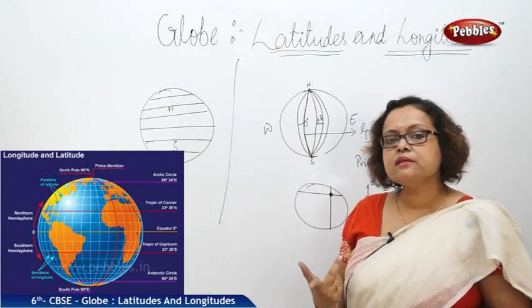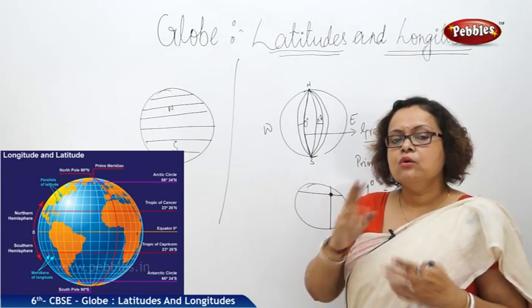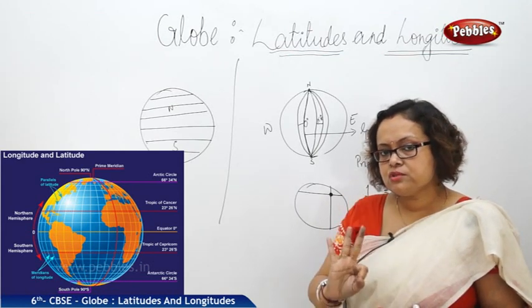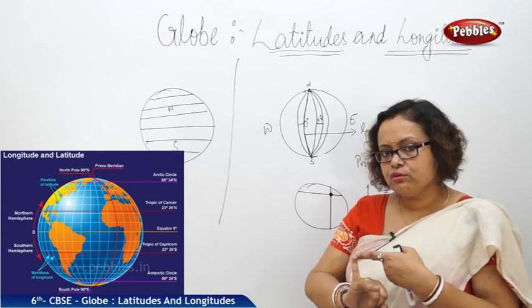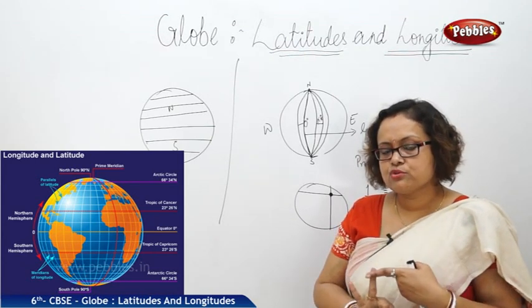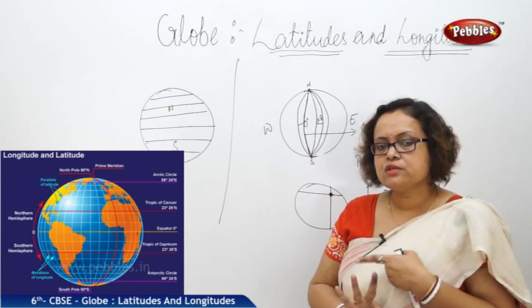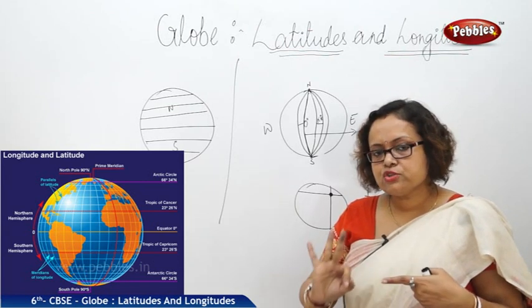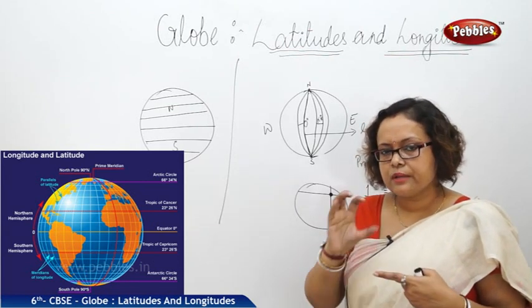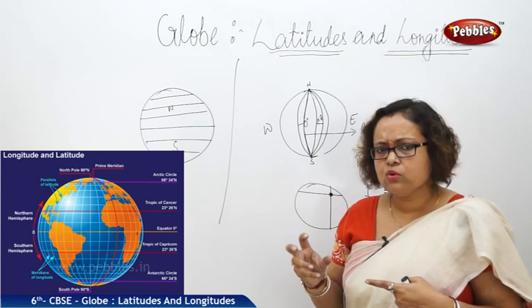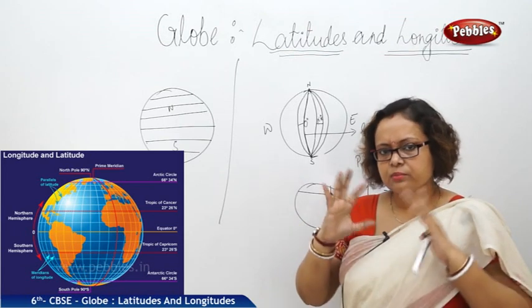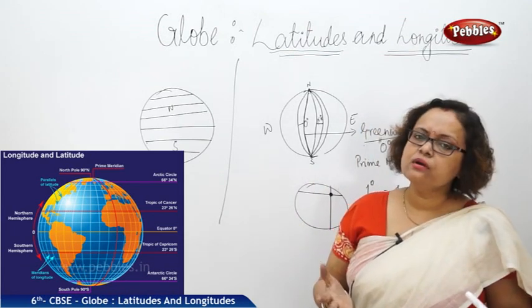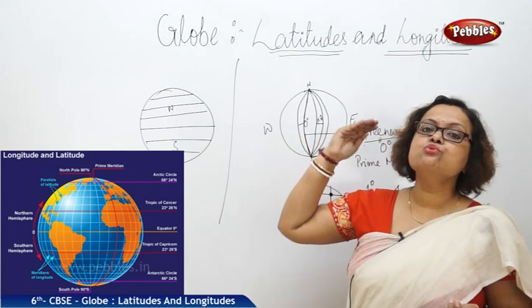How many heat zones are there? We have learnt about them. We know that there are 3 heat zones. The heat zones are the torrid zone, the temperate zone, and the frigid zone. In the torrid zone the temperature is very hot and humid. The temperate zone is in the middle, not so hot, not so cold, and the frigid zone is too cold.